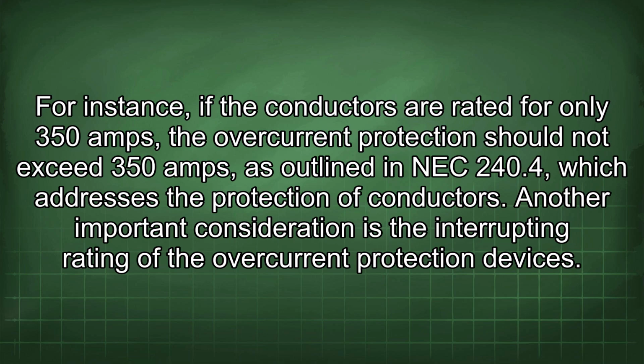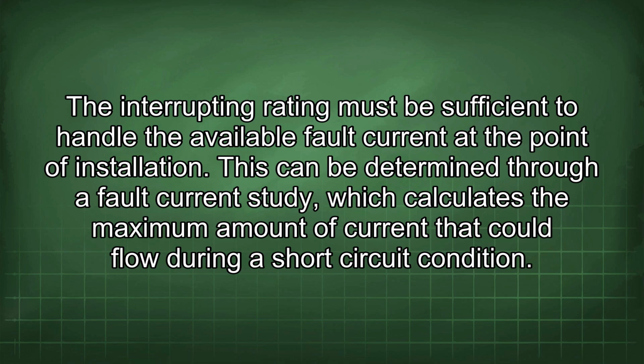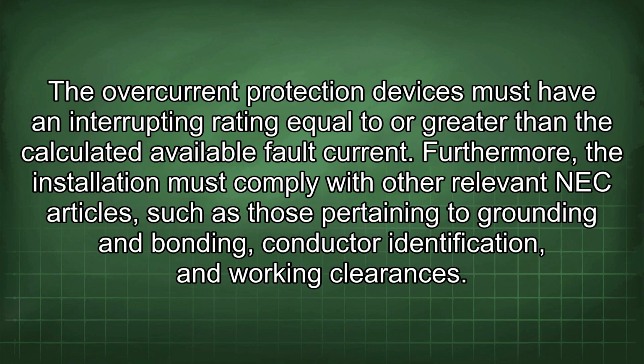Another important consideration is the interrupting rating of the overcurrent protection devices. The interrupting rating must be sufficient to handle the available fault current at the point of installation. This can be determined through a fault current study, which calculates the maximum amount of current that could flow during a short circuit condition. The overcurrent protection devices must have an interrupting rating equal to or greater than the calculated available fault current.